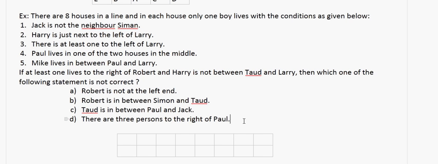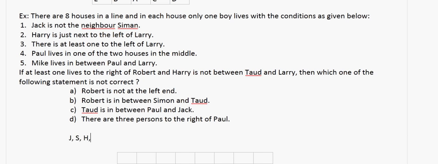So let's firstly reduce the names. So there is J, there is Simran S, there is Harry H, there is Larry L, and then there is Paul, right? There is Mike, then Robert, right? And Ted. So these are the indicatives which we are going to use in the problem, right? So J is not the neighbor of S. We cannot place J and S with this statement, right? So we would use this statement at a later point of time.